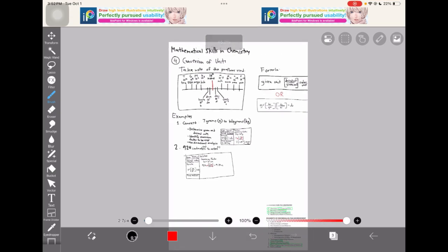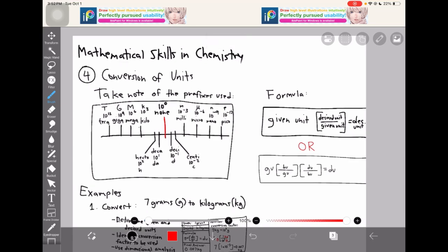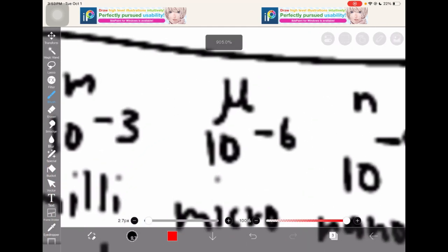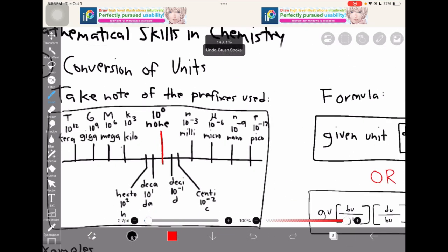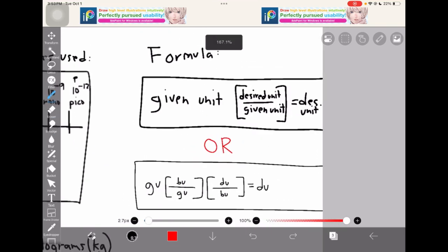The 4th and final mathematical skill in chemistry is the conversion of units. So we'll have to memorize or at least familiarize ourselves with three things to note here. First, the prefixes. This will be very handy, and as well the letters. Might as well memorize them as well. I don't know how to describe the symbol for micro. It's like a U, but it isn't. Anyway, here are the 2 formulas, and it depends on the situation which one we're going to use.